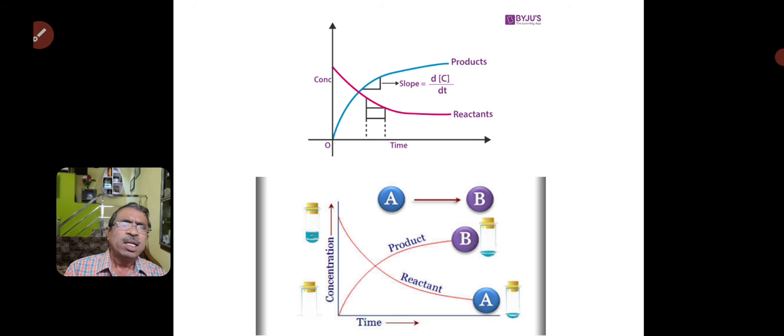Here also I have shown the same thing. That is, as the time passes, the concentration of the reactant decreases, the concentration of the product increases. For this, if you find out the slope, it gives the rate of the reaction. The slope for the product gives plus dC by dt. The slope for the reactant gives minus dC by dt.